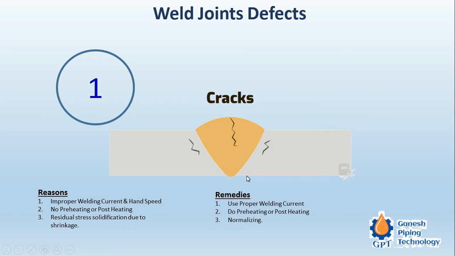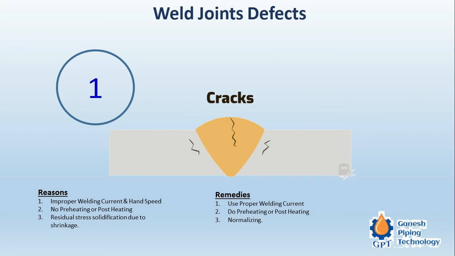So when the base metal has to melt, if it is of higher thickness, then it is very difficult. In that case, you have to bring this metal near to its melting point. You have to heat it so that the melting process is easier. That is called preheating.